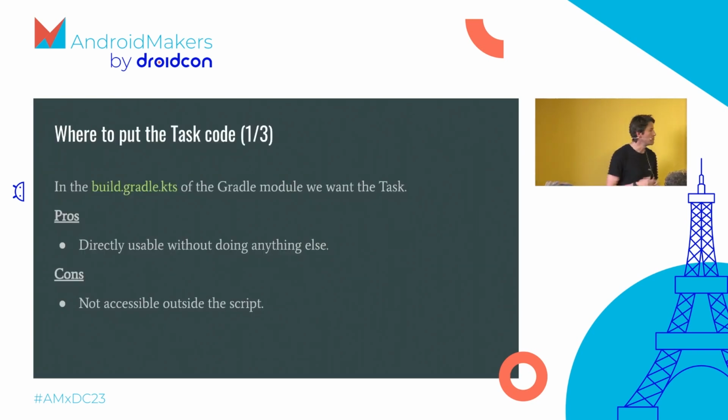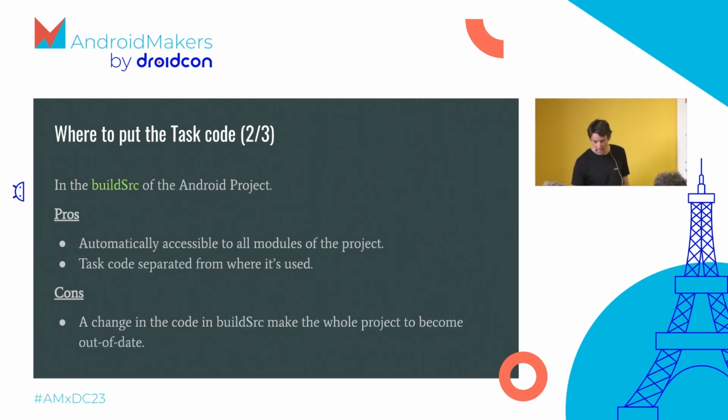Like I said, you can put your task code in a build.gradle.kts file of a Gradle module. And that's it. You have no more configuration to do. But in this case, the task is only available in the module where the code is. Not outside, not in other modules of your project. To avoid this limitation, you can put your task code in the buildSrc directory. Like that, all your modules have access to your task, and moreover, it's a good practice to separate your task code from where it's used.